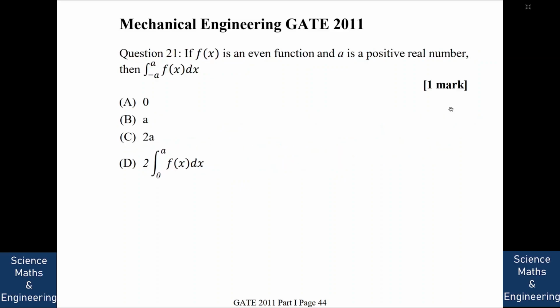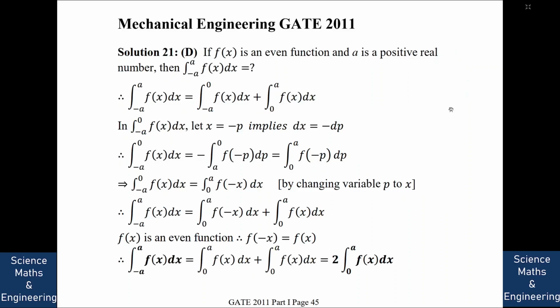If f(x) is an even function and a is a positive real integer, then integration from minus a to a of f(x) dx is equal to A 0, B a, C twice a, or D twice of integration 0 to a f(x) dx. So the answer is D, twice of integration 0 to a f(x) dx. So I have given the derivation of this, so you can go through it. And please note that if f(x) is an odd function, then the integration from minus a to a of f(x) dx would be 0. So we'll go to the next question.